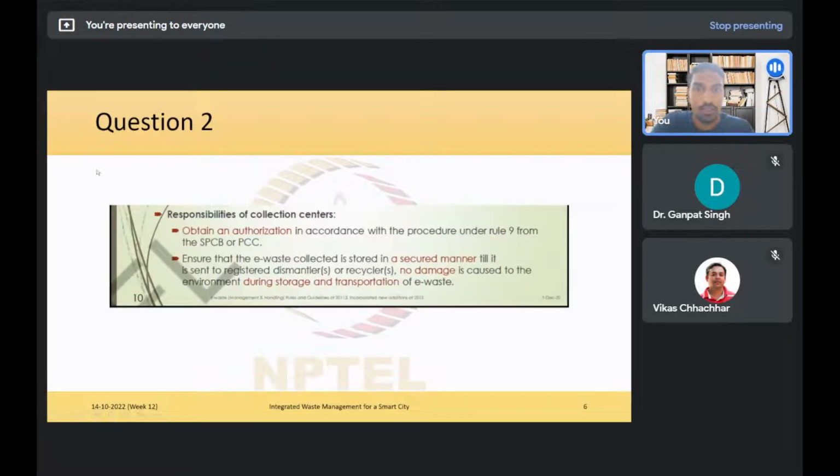Right. So we saw this. So for the collection center, the responsibility is to obtain the authorization and then ensure that there is no damage caused during the storage and transportation of the e-waste that is collected.